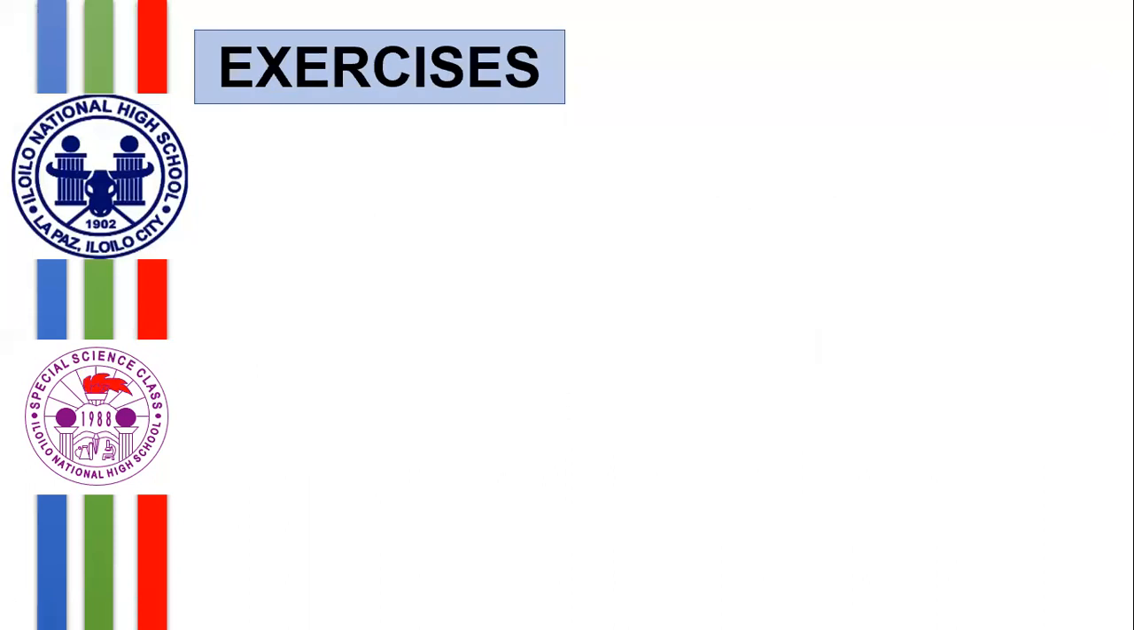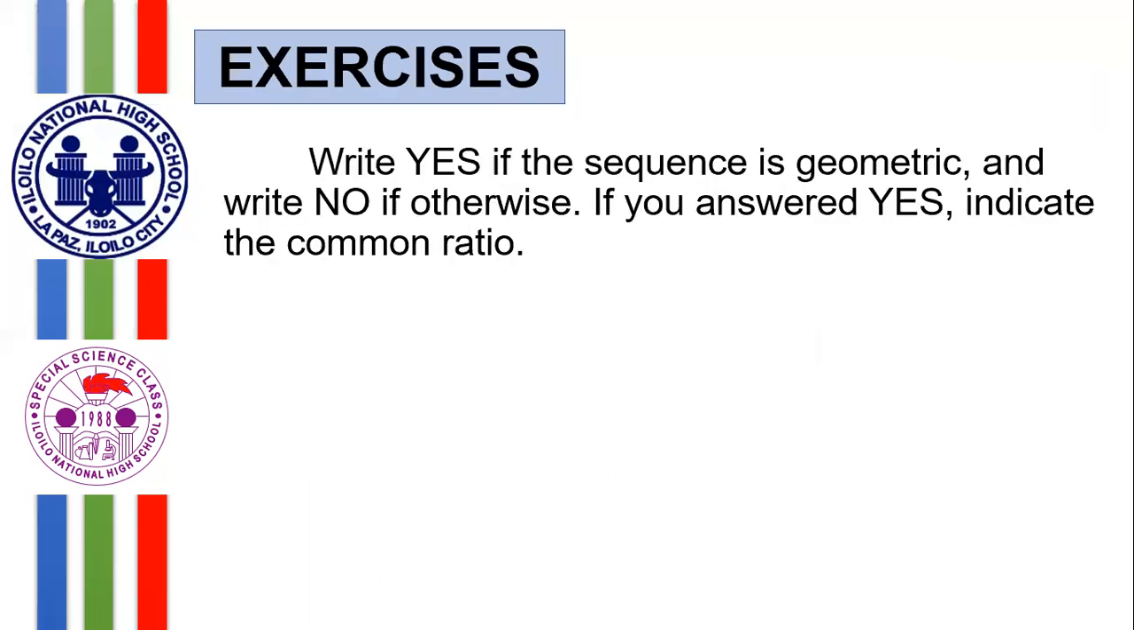So let's have a quick exercise. Write yes if the sequence is geometric, and write no if otherwise. If you answered yes, indicate the common ratio. Let's have the first one, -5, -10, -20, -40, and so on.